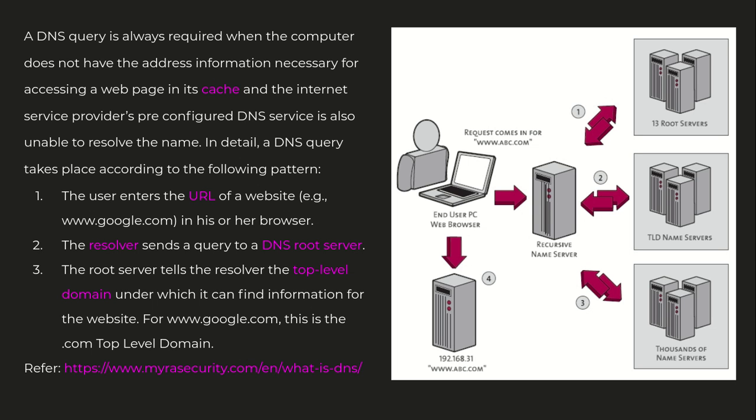It will check in its cache. So the ISP's recursive name server will check in cache. If it is not available, then it will redirect to the root server. There are 13 root servers available across the world. The root server will get the top level domain.